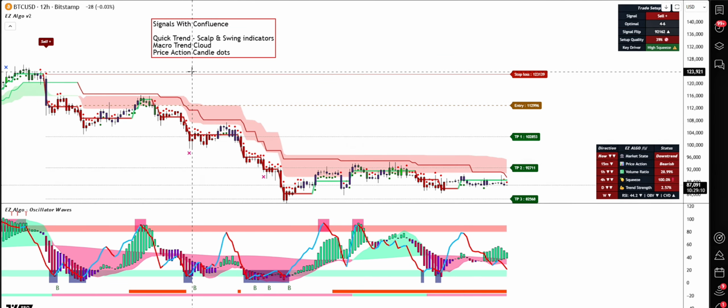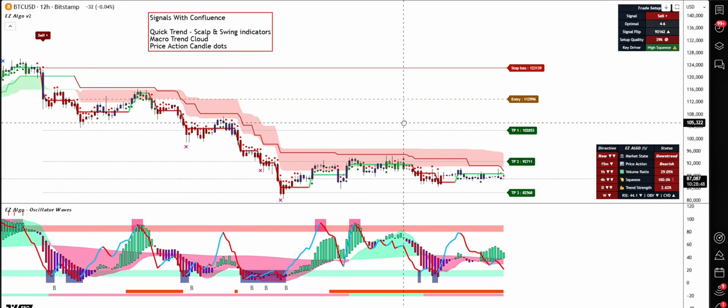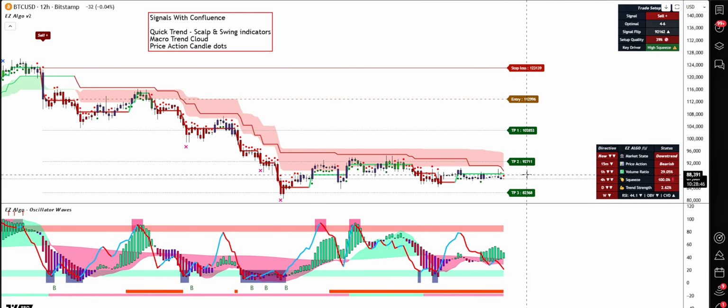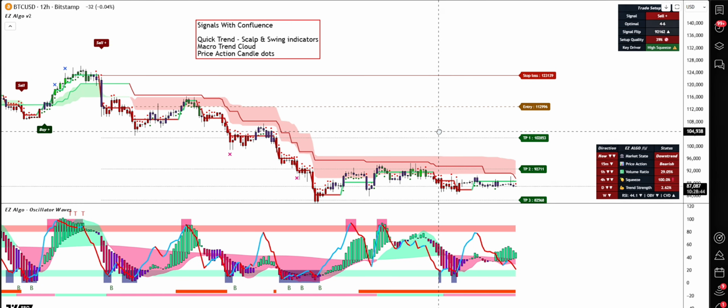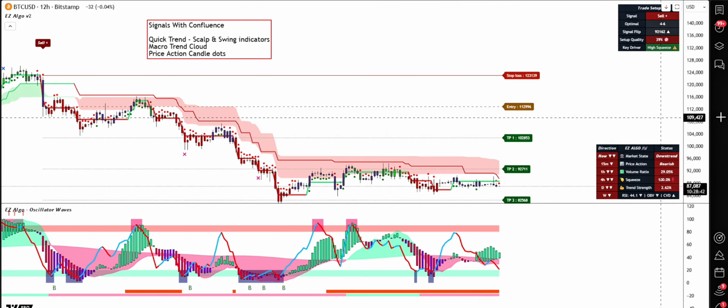So again, this is just another tool that we can use to add Confluence with our signals. We're just using quick trend, both of these, the scalp and the swing, macro trend cloud, and some price action candle dots. And we're using our oscillator waves just to verify if there's any momentum shifts taking place, which as of right now, we had some happen right here, but still pretty weak as price is still moving sideways. But overall, it's pretty clean to use together just for adding Confluence.